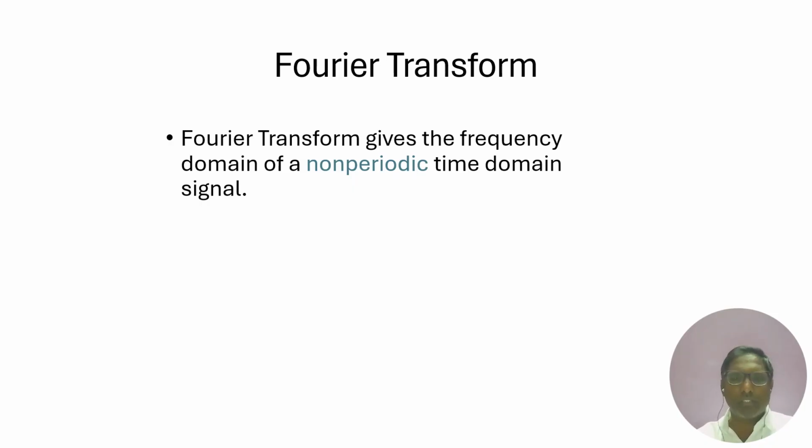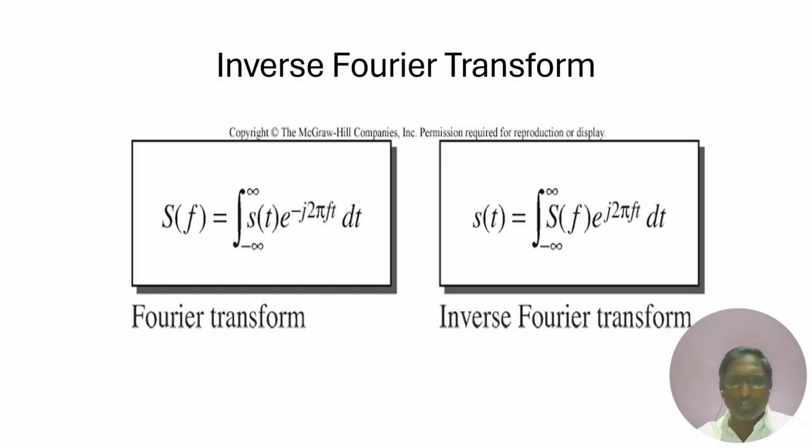Next, Fourier transform. The Fourier transform gives the frequency domain of a non-periodic time domain signal. Then the inverse Fourier transform. The Fourier transform we can mathematically express as s of f equal to integration minus infinity to infinity s of t e power minus j 2 pi f t dt. Similarly, the inverse Fourier transform is s of t equal to integration minus infinity to infinity s of f, where the exponential term will be positive, e power j 2 pi f t df.